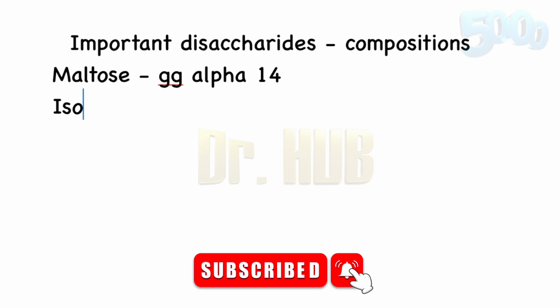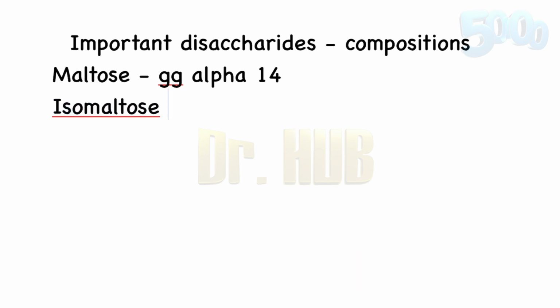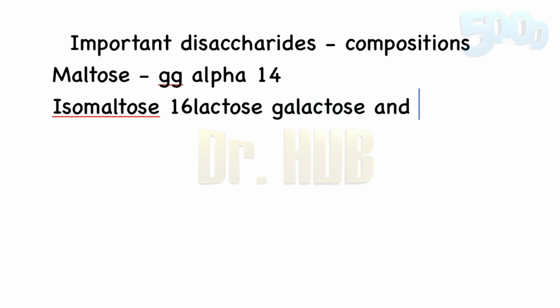Next is we move on to isomaltose. So isomaltose, it contains glucose, and this has the alpha 1,6 linkage. Next, moving on to lactose. So maltose is glucose plus glucose, isomaltose is glucose plus glucose, then comes lactose. Lactose is galactose and glucose, and the linkage is beta 1,4.